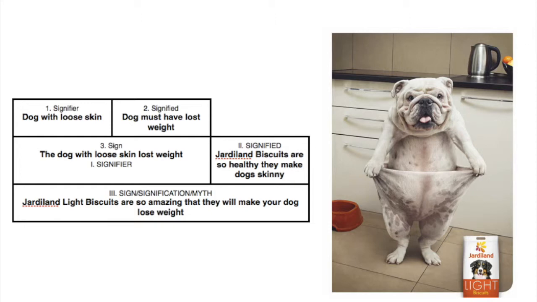This then acts as our second signifier. This signifier is then applied with the signified that Jardiland biscuits are so healthy that they make a dog skinny. This gives us our myth, or second sign, or signification, that Jardiland light biscuits are so amazing that they will make your dog lose weight.